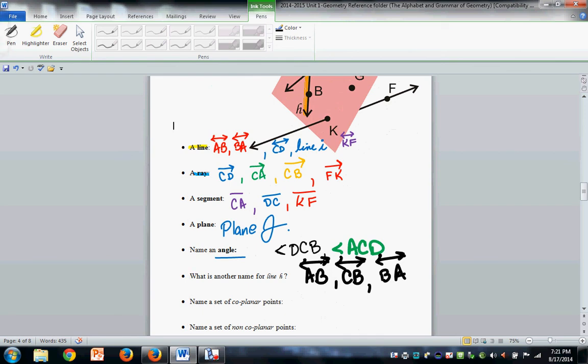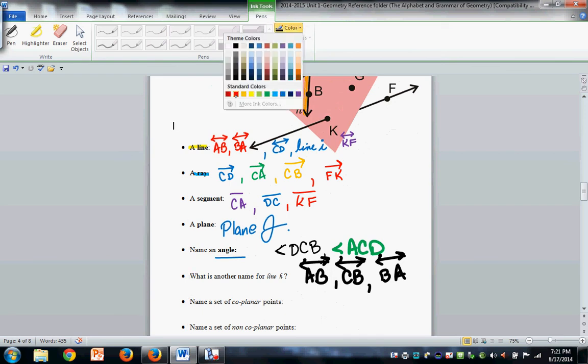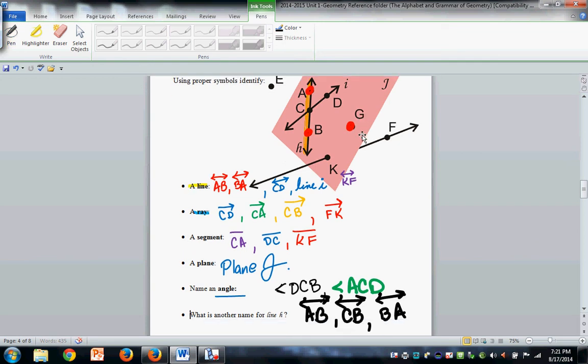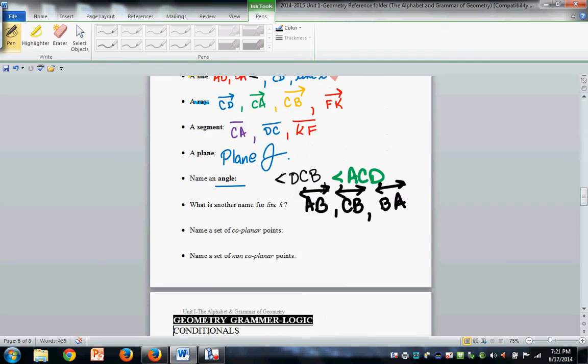Coplanar means on the same plane, so any 3 points on the same plane would be considered coplanar. So coplanar would be something like this. A, B, and G. Those are 3 points on the plane. A, B, and G would be coplanar.